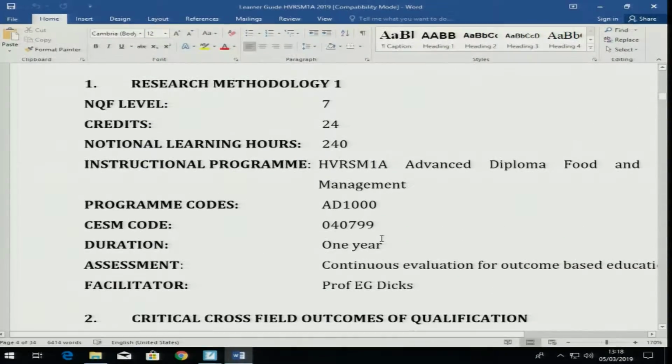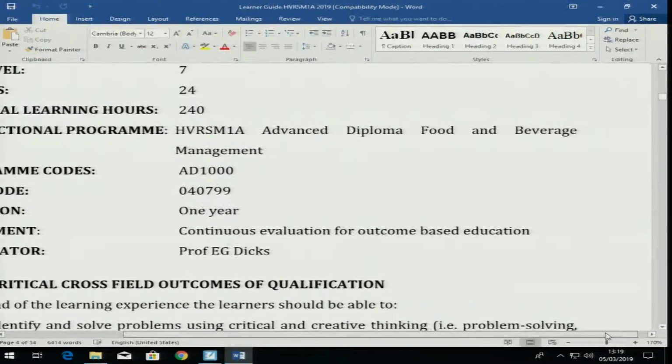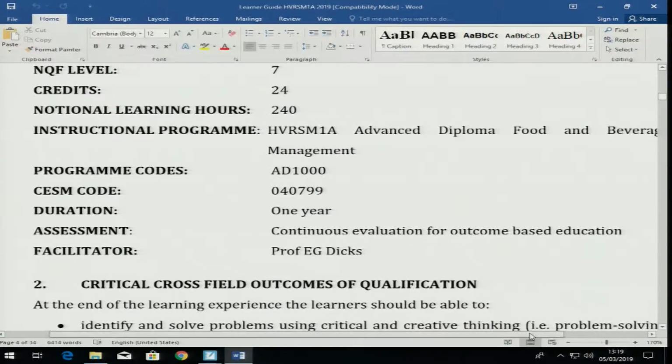You will see the subject is on an NQF level 7, and it has 240 hours, or 24 credits. It is the Advanced Diploma in Food and Beverage Management. And there it shows you it's a duration of 1 year, and it's based on continuous assessment.